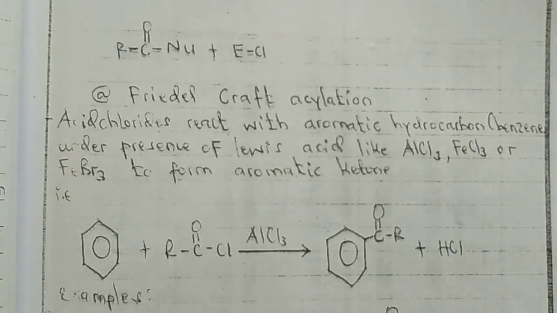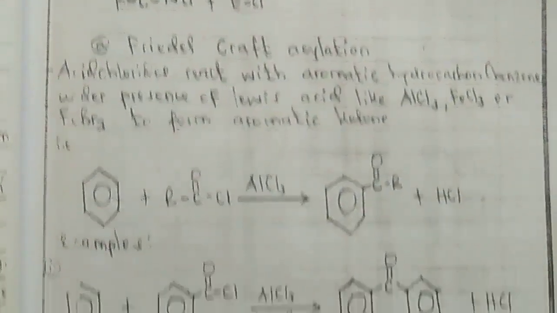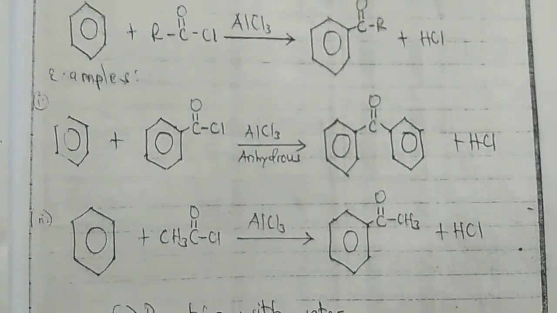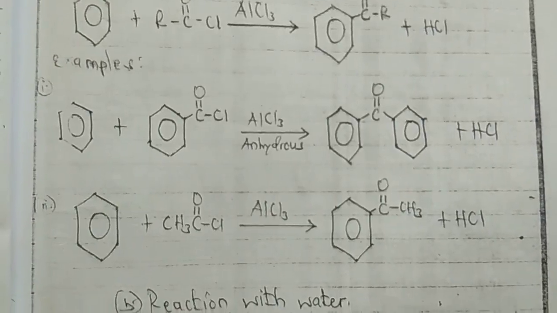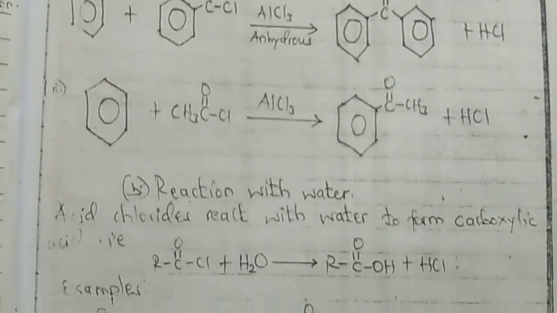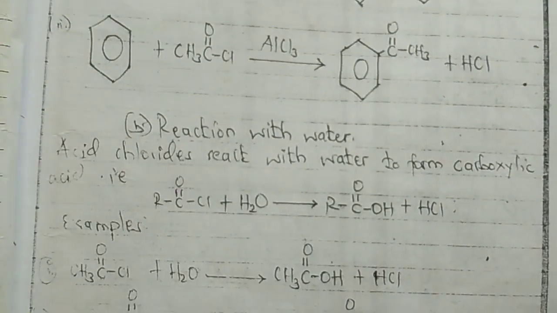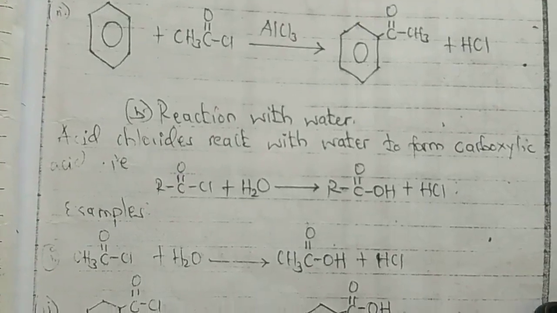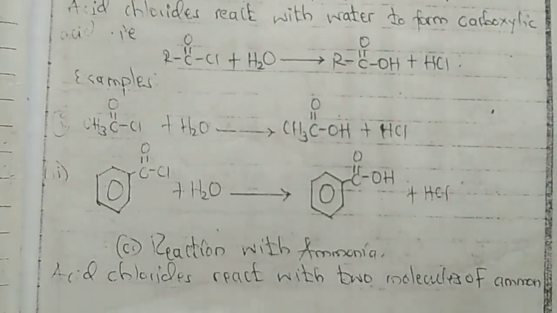Tunaondoa chlorine, tunaiattach ile group iliyobakia kwenye benzene ring in the presence of Lewis acid. Unaweza kuona some few examples of this reaction. We also discussed this in benzenes. Lakini pia reaction mwingine hapo ni reaction with water. Acyl chloride they react with water to form carboxylic acid. Then from there we have a reaction with ammonia.